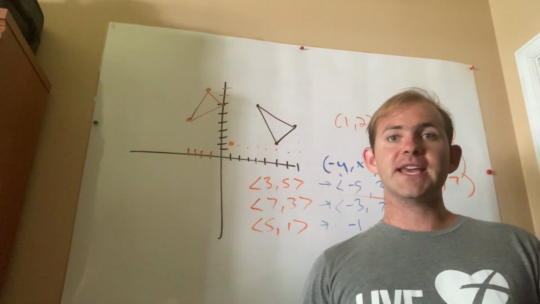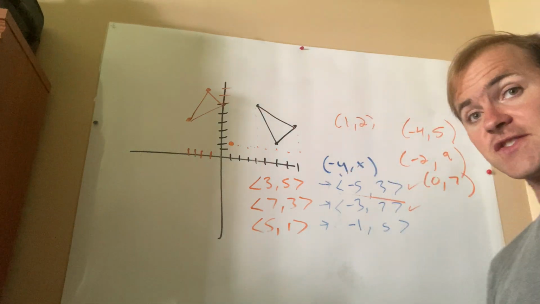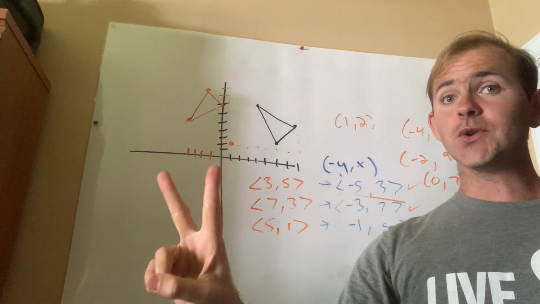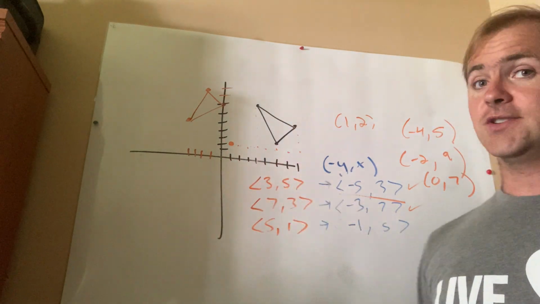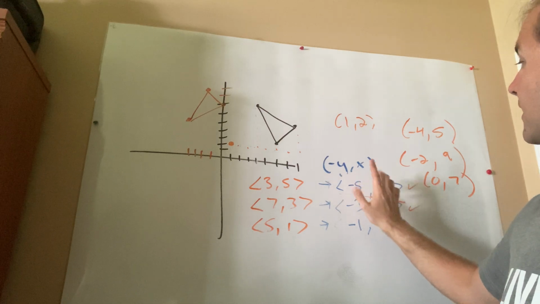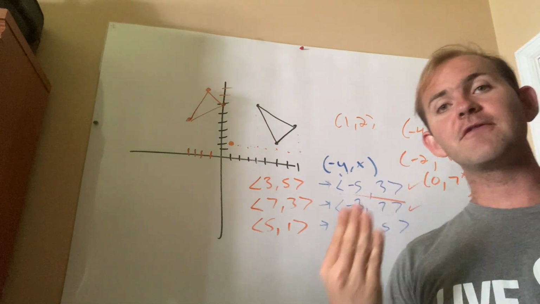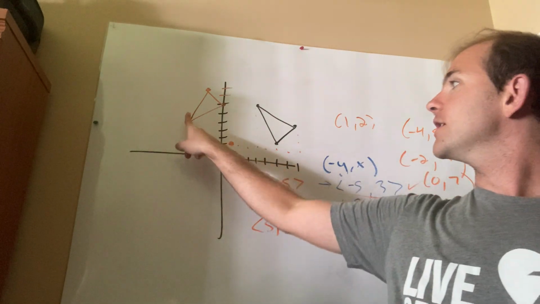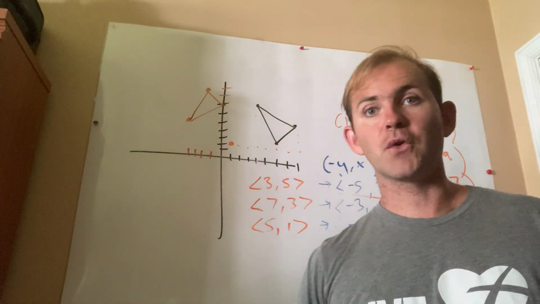So let's refresh here. When I have to do a rotation about a point other than 0, 0: step 1, make the graph. Step 2, write my vectors. Step 3, apply my coordinate rule to the vectors. And step 4, make sure that you then apply the vectors to your center of rotation.